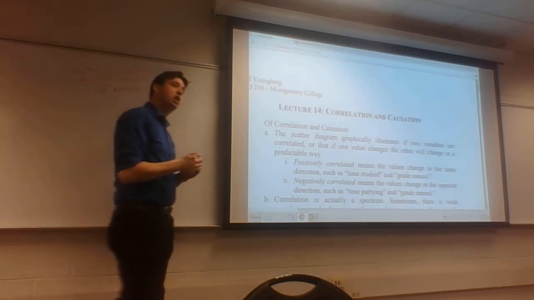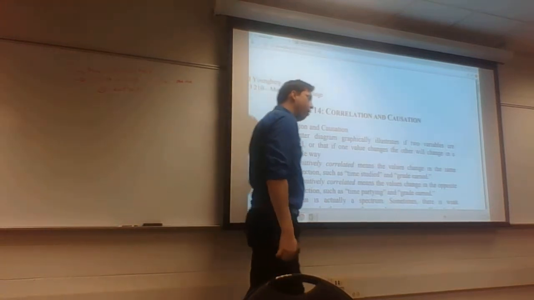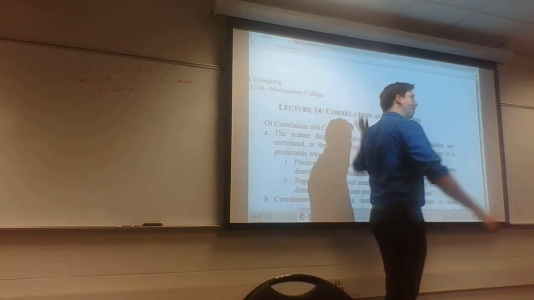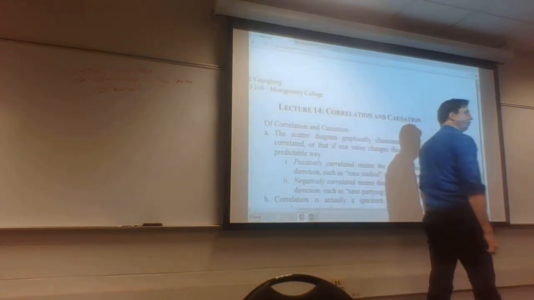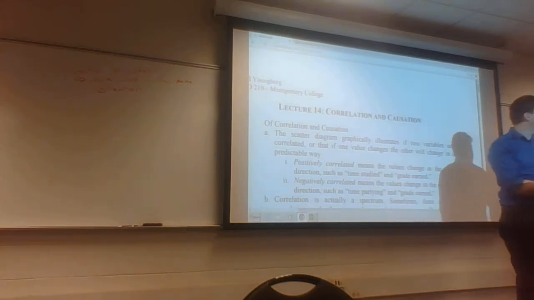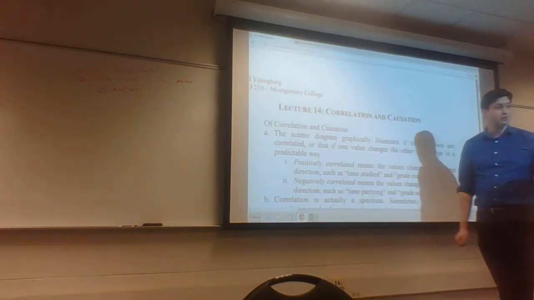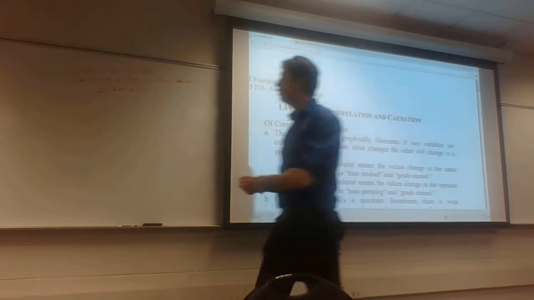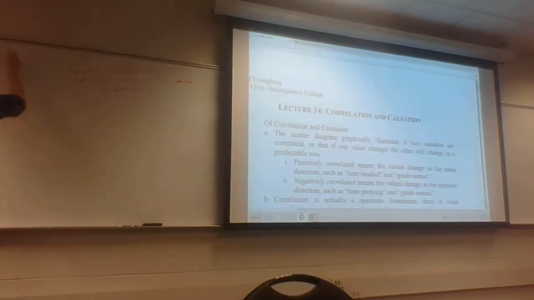Example, we have good data on the more years of school you have, the higher your income. And those things are positively correlated. As one increases, the other increases. As one decreases, the other decreases. It can be a noisy relationship, to be sure. But you would see that kind of positive relationship.